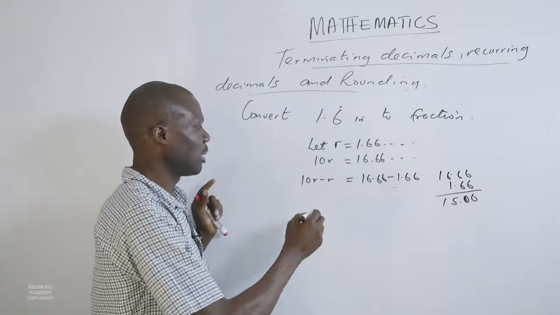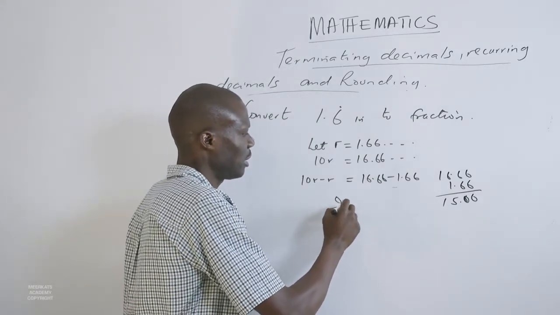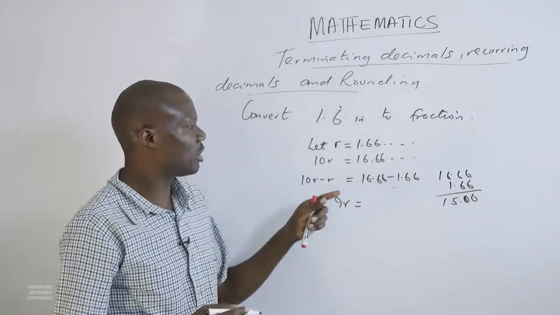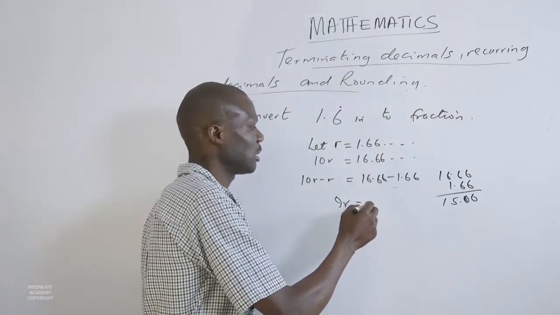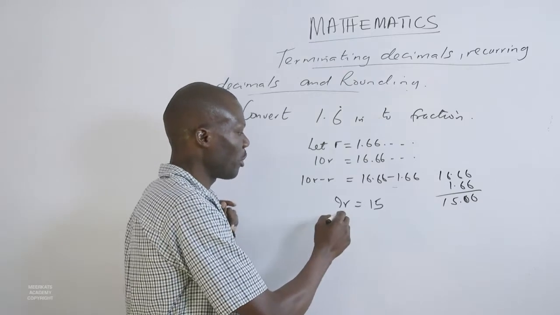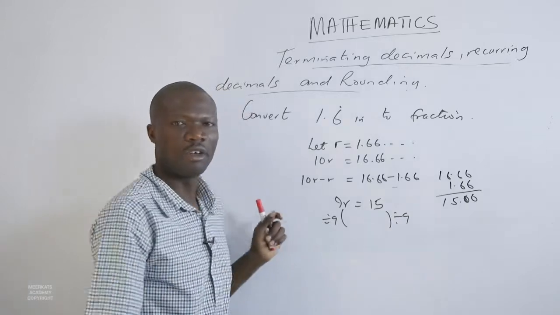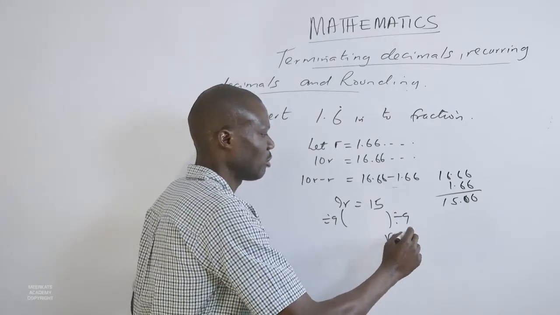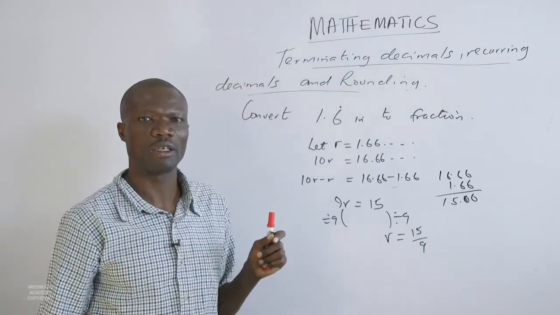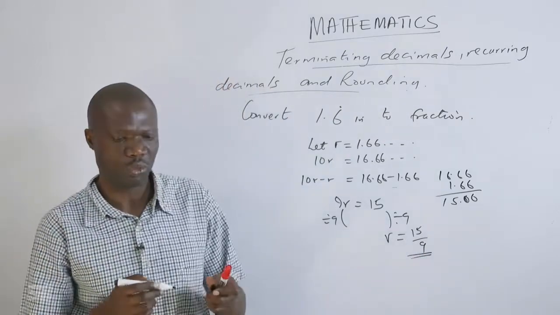Which means 10R minus R is 9R, which equals 16.66 minus 1.66, which is simply 15. So then we divide both sides by 9. We'll find that R is equal to 15 over 9. That is what we have.